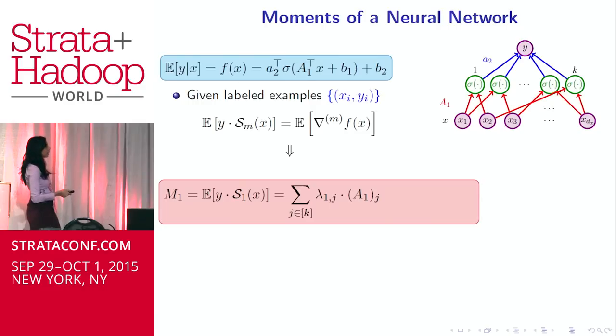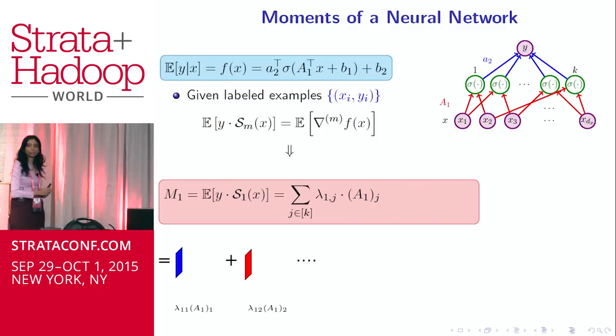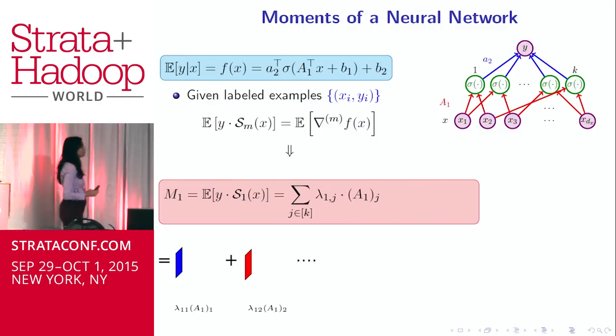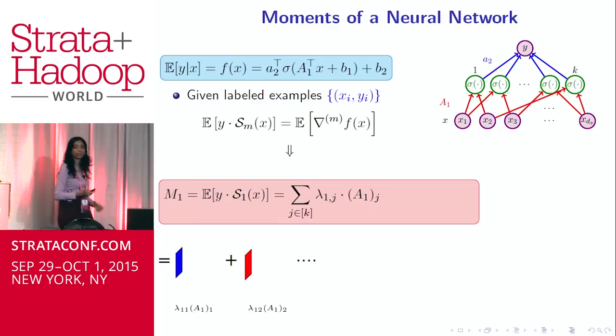So for instance, if we look at the first order moment, meaning I'm looking at the cross correlation between my output label and the first order score function, you can establish that it's nothing but a weighted combination of the weight vectors. So you have these individual weight vectors of the first layer. Each column here represents the weight vector of one of the neurons, all the weights coming into that neuron. And this first order moment gives me access to a linear combination of these weights. By itself, it's not useful information, because you've combined all these weights together.